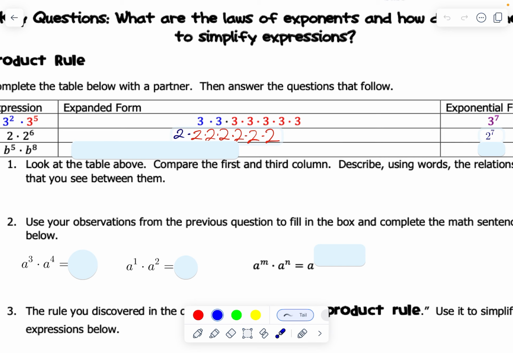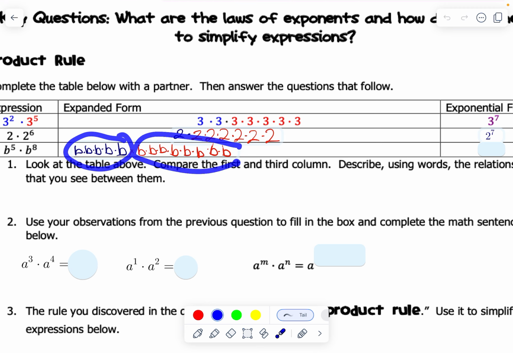Now this also works the same way with variables. If I have b to the 5th times b to the 8th, you might want to pause and try it. And this is what we should get. I should have b to the 5th times b to the 8th. And if I count up all those b's being multiplied together, I have 13 b's being multiplied together. So we'd say the final answer is b to the 13th.